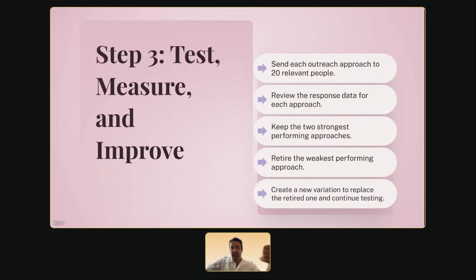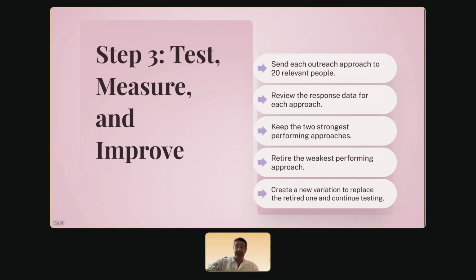Okay. And then step three is test, measure, and improve. You send each outreach approach to 20 relevant people. Then you review the response data for each approach. Then you keep the two strongest performing approaches. After all you did, you want to keep two messages that you know have the biggest ROI. Then you retire the weakest performing approach. We don't want approaches that don't work for you.